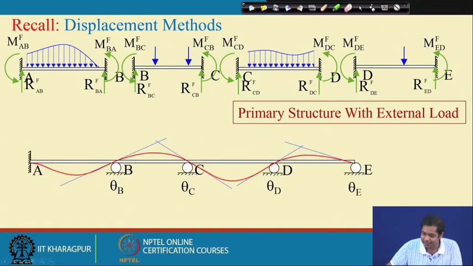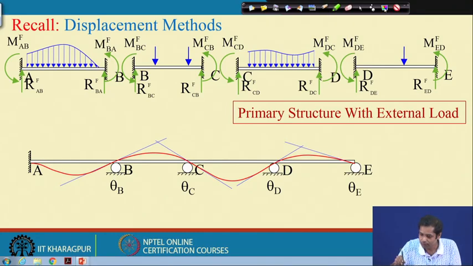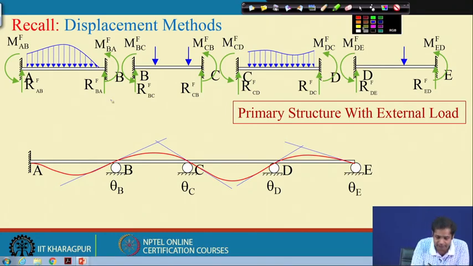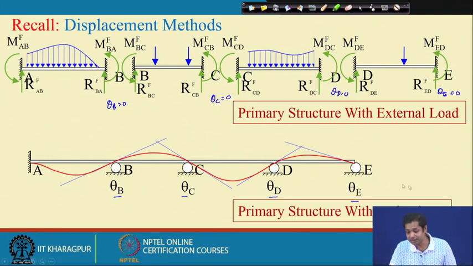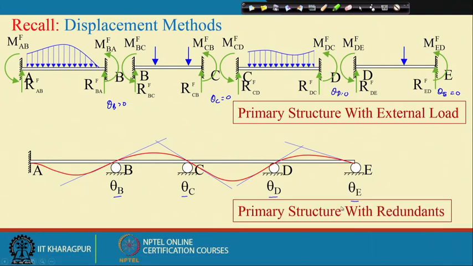In all these cases, you assume that theta B is equal to 0, theta C is equal to 0, theta D is equal to 0, and so on. But in the actual structure, we cannot have theta B, theta C, theta D, theta E equal to 0. They have some non-zero values. Now, if you assume that this red line is the deformed shape of this structure, where you allow these degrees of freedom, then this structure is called the primary structure with redundant.